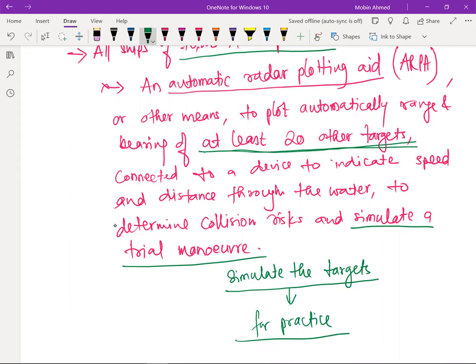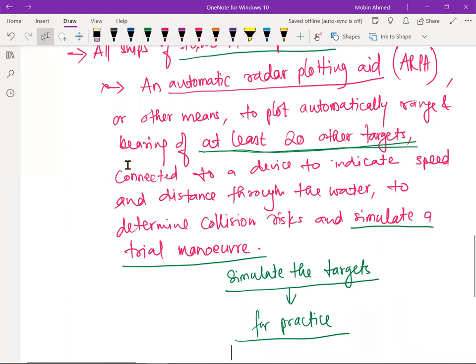So this is a simulator. It will have a small simulator, and we should be able to simulate the targets, and we can give the speed and direction of that target, so that we can do the practice. So trial maneuver can be done. Hope it is clear about the regulation.